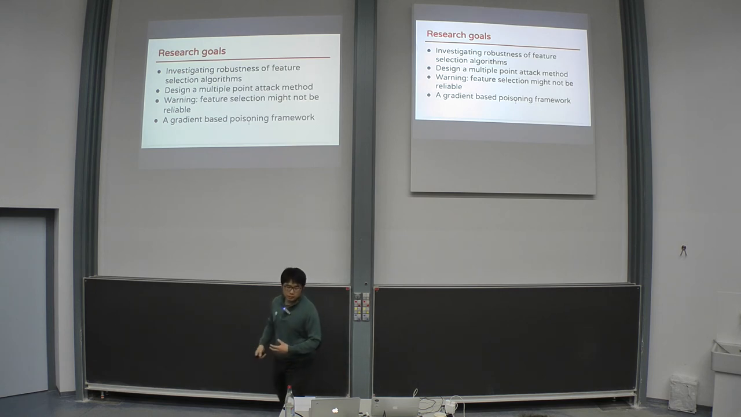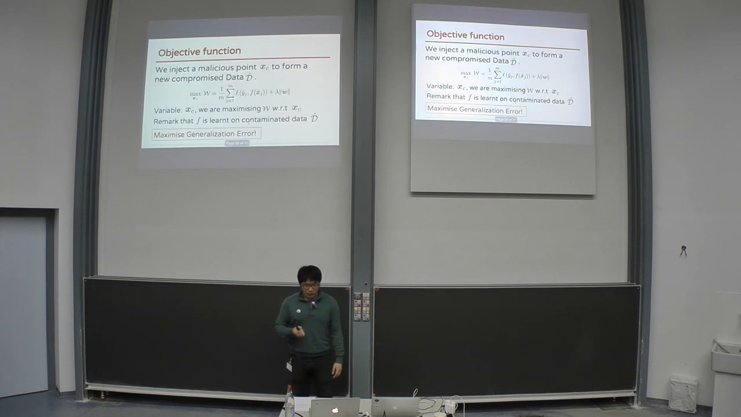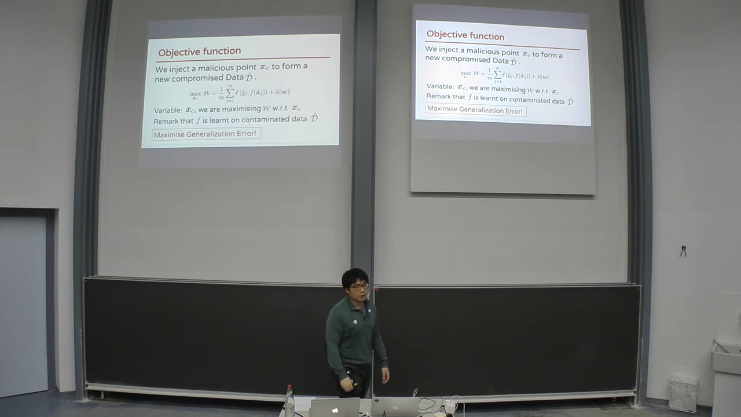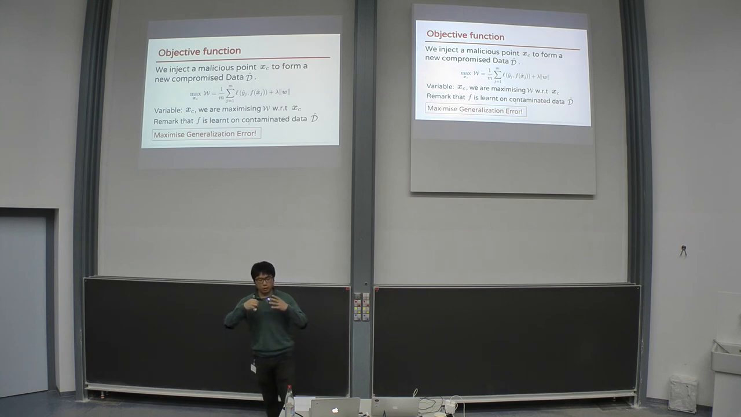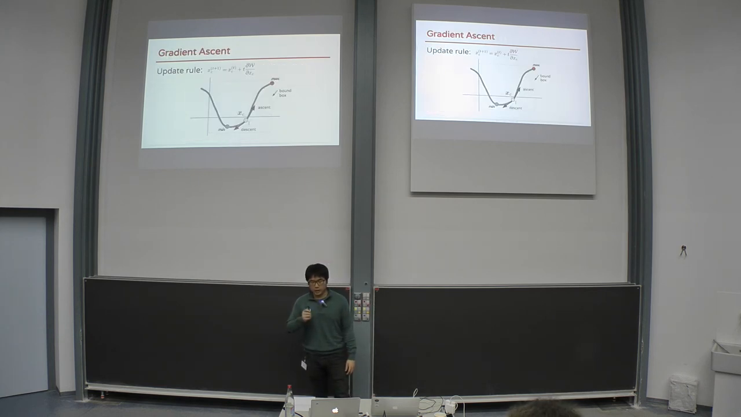And we want to design a multiple point attack method based on the gradient ascent attack we have already mentioned. This is the objective function, which is slightly different from what we've seen previously. We are now not maximizing the error on the separate validation set, but we're maximizing the whole generalization error, which is the objective function itself. So we believe in this way you're not only increasing the variance, but also the bias. Applying the gradient ascent technique, we're not looking for the minimum but for the maximum, by updating your malicious point xc.